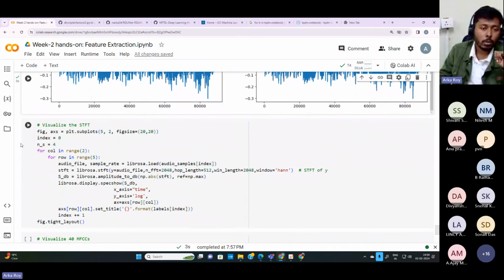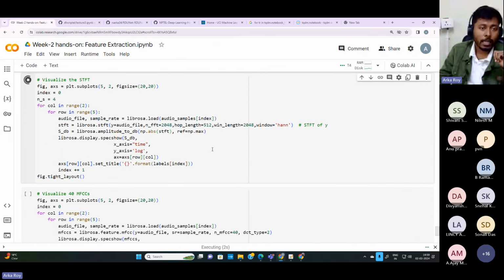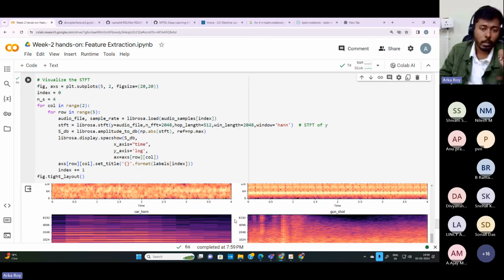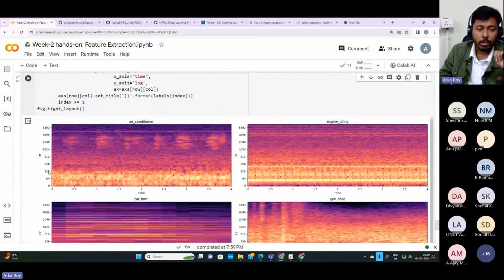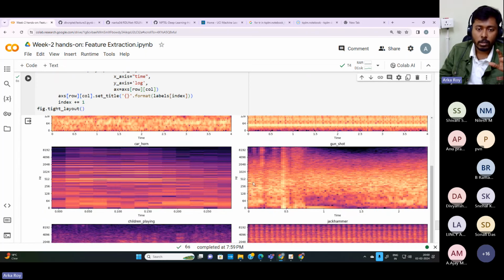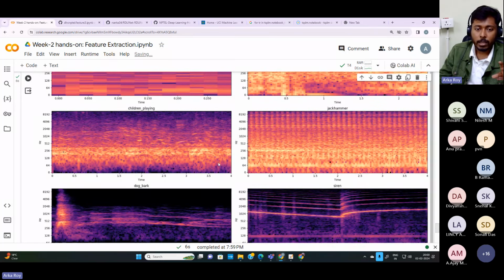So let me show you the short time Fourier transform visualization. This is also a feature, like MFCC and all. Now you can see that in the frequency domain, or the time-frequency domain, the air conditioner sound actually looks different. Car horn looks something else, gunshot looks something else, jackhammer looks something else. So there are different patterns.